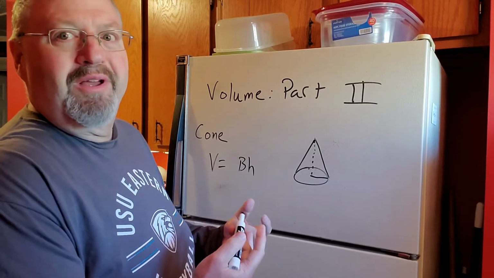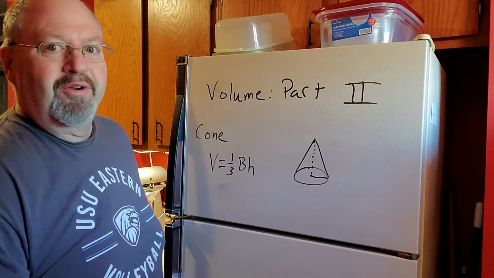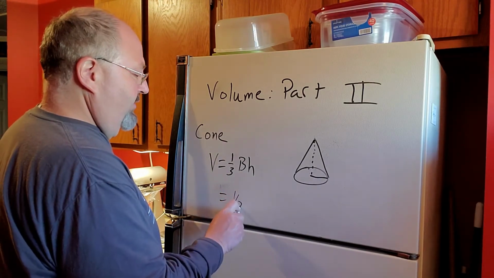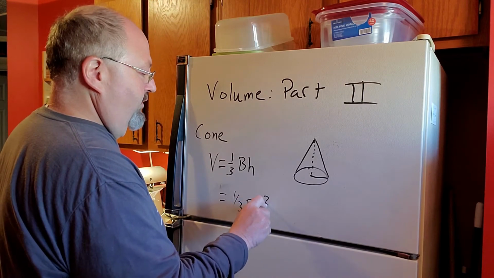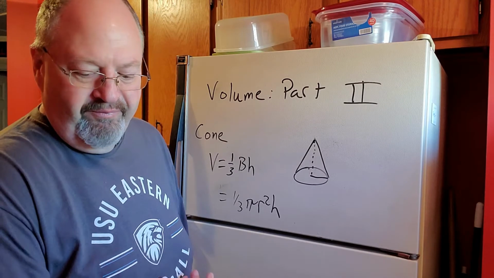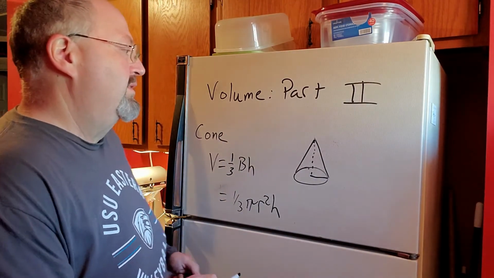Well, the same rule applies. Pointy things, you divide by 3. So it's still just 1/3 base times height. And then because base is a little bit different in round things, you will frequently see it that way. Pi r squared h, just because area of the base for circles is a little bit strange.